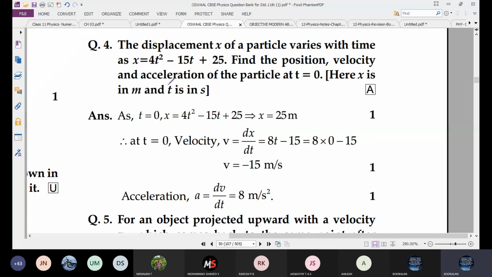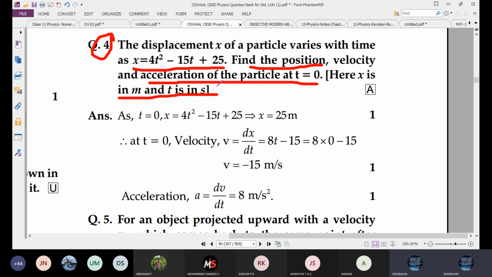Okay. Next problem. The displacement x of a particle varies with the time: x equal to 4t square minus 15t plus 25. Find the position, velocity, and acceleration of the particle at t equal to 0 second. x is in meter and t in seconds. Position, that is the x value. V, velocity, A, acceleration. All three you want to find.